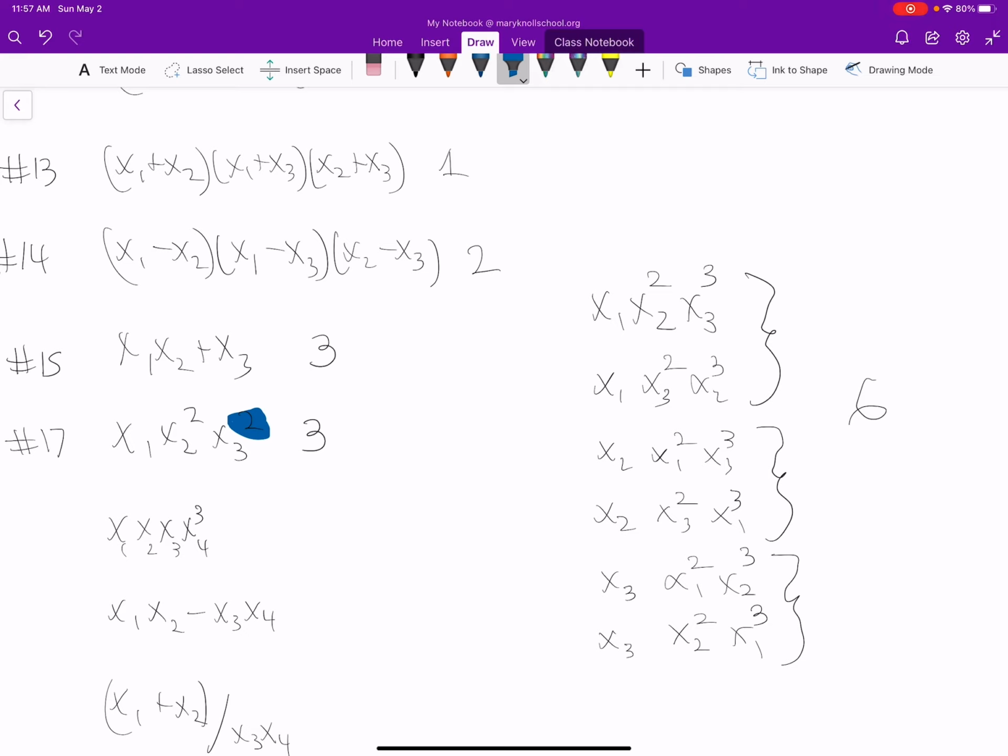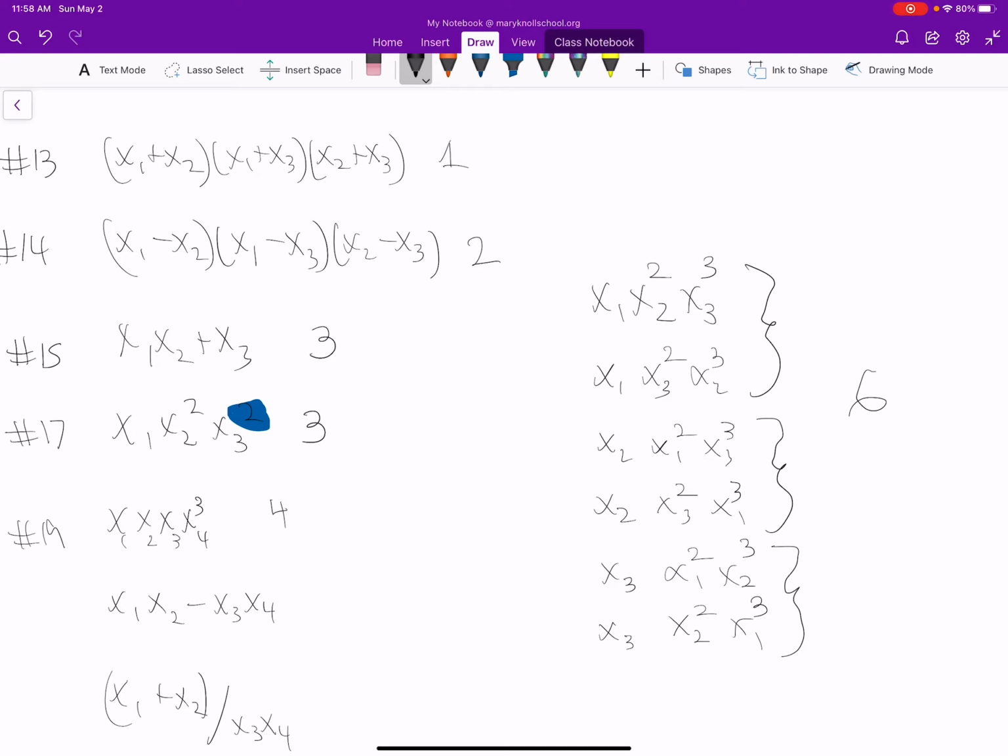So then that leads to the next problem, number 19. So in this case, we could get 4 distinct variants here. Okay. 18. Just looking in the book real quick.